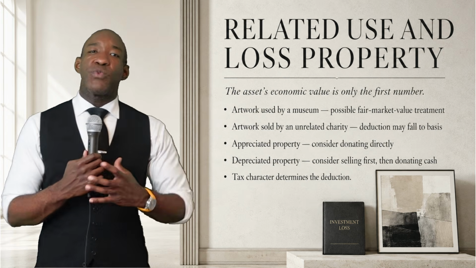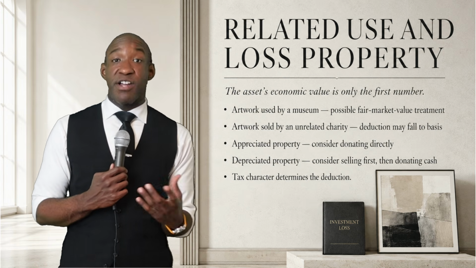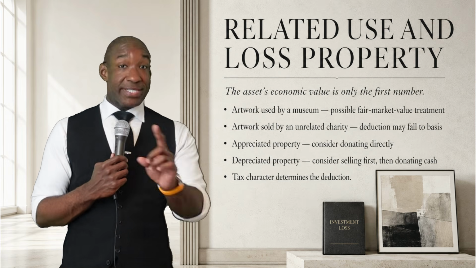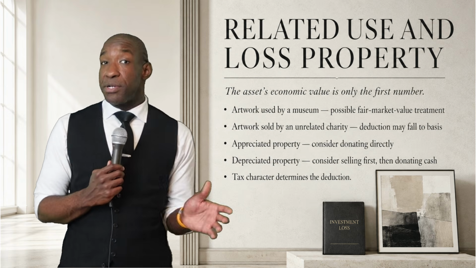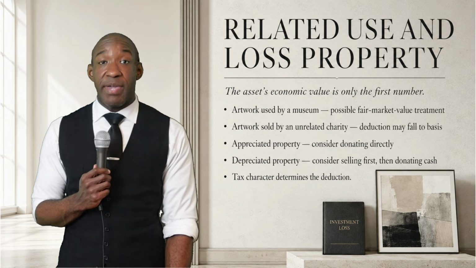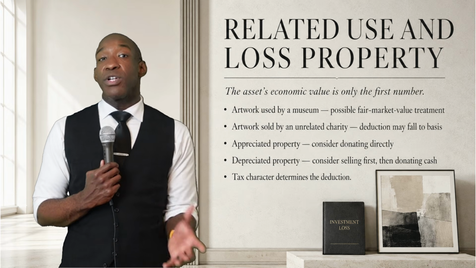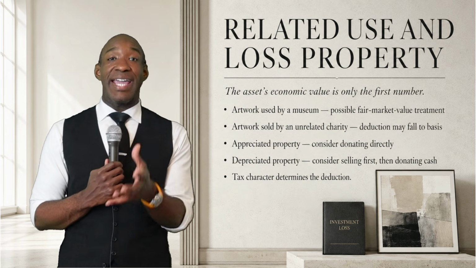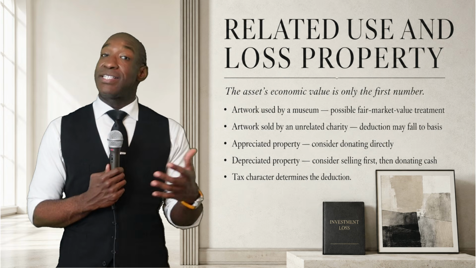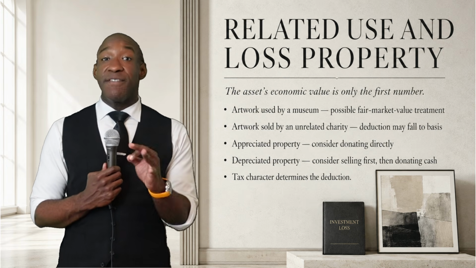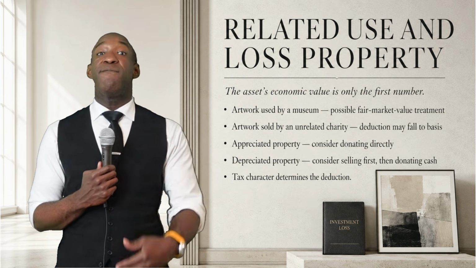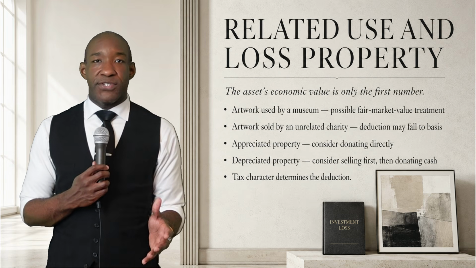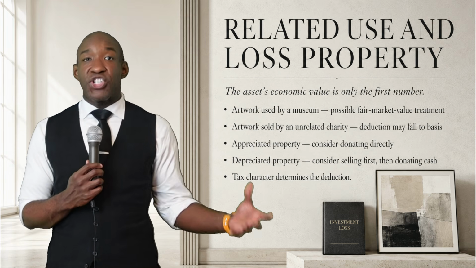For asset 1, a direct gift to a public charity may support a fair market value deduction and avoid recognition of the built-in long-term gain. For asset 2, the short holding period generally causes the deduction to be reduced, often to basis. For asset 3, the ordinary income property rule generally limits the deduction to basis unless a specific enhanced deduction provision applies. For asset 4, the donor should examine whether selling first would preserve the capital loss before contributing cash. The asset's economic value is only the first number. The tax character determines the deduction.